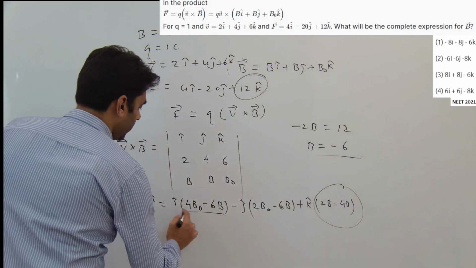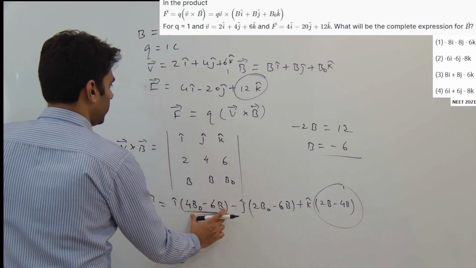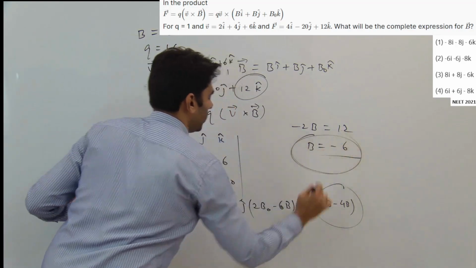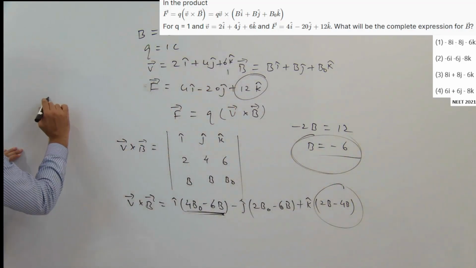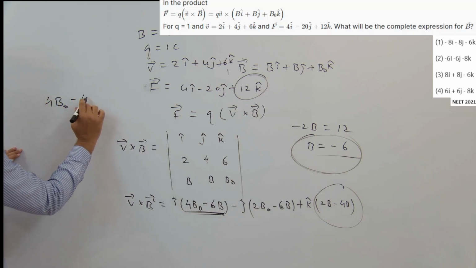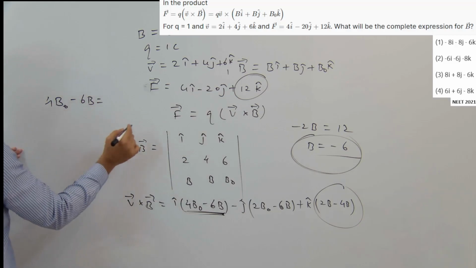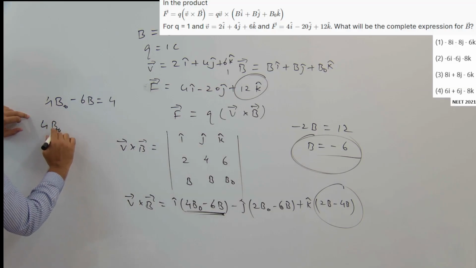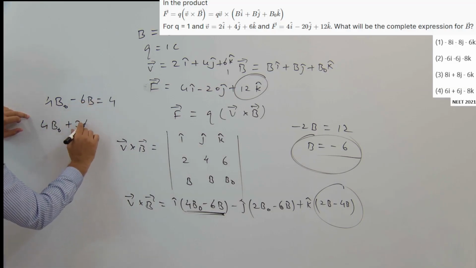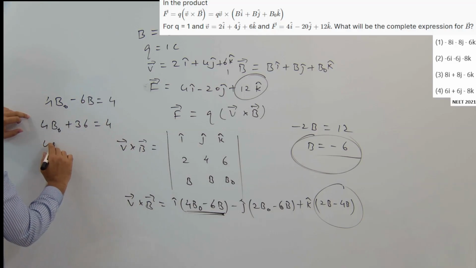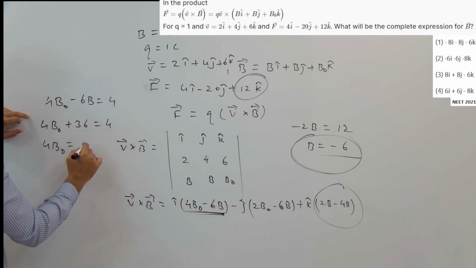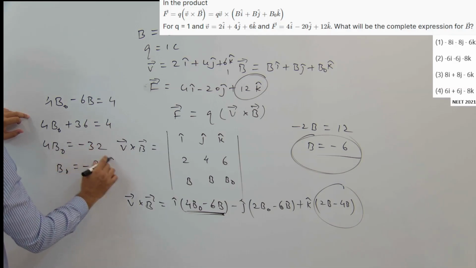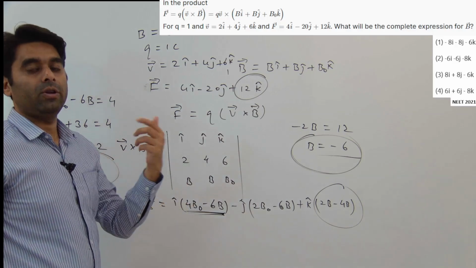Well and good. Now b value is minus 6. Any one of them, again we can compare. This is coefficient of I, which is 4b naught minus 6b, equal to coefficient of I cap, which is 4. So b value already we got as minus 6. So this becomes 4b naught minus minus, will be plus 36, is equal to 4. So 4b naught is equal to 4 minus 36, that is minus 32. So b naught value is minus 8. Well and good. We got b value, we got b naught value.